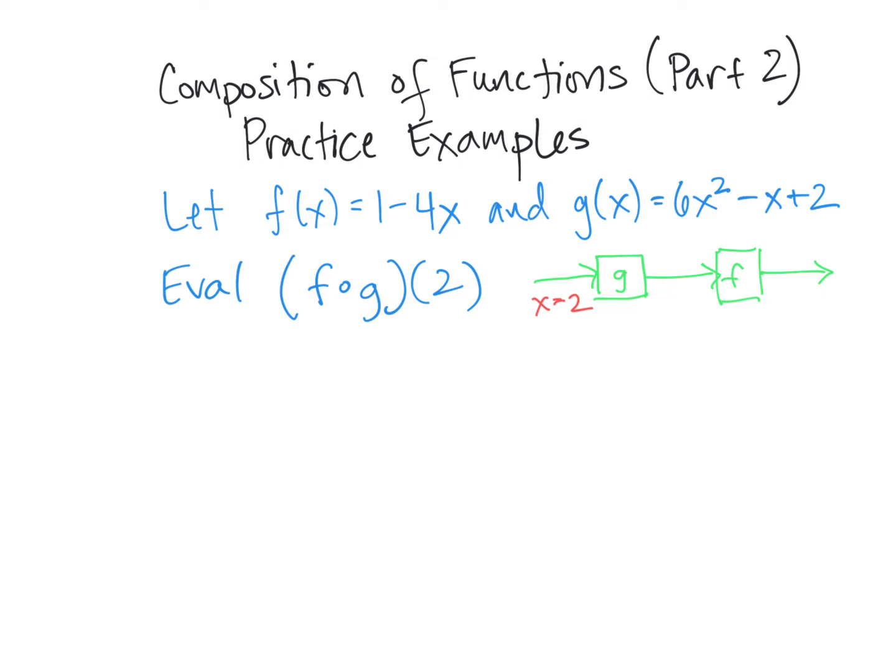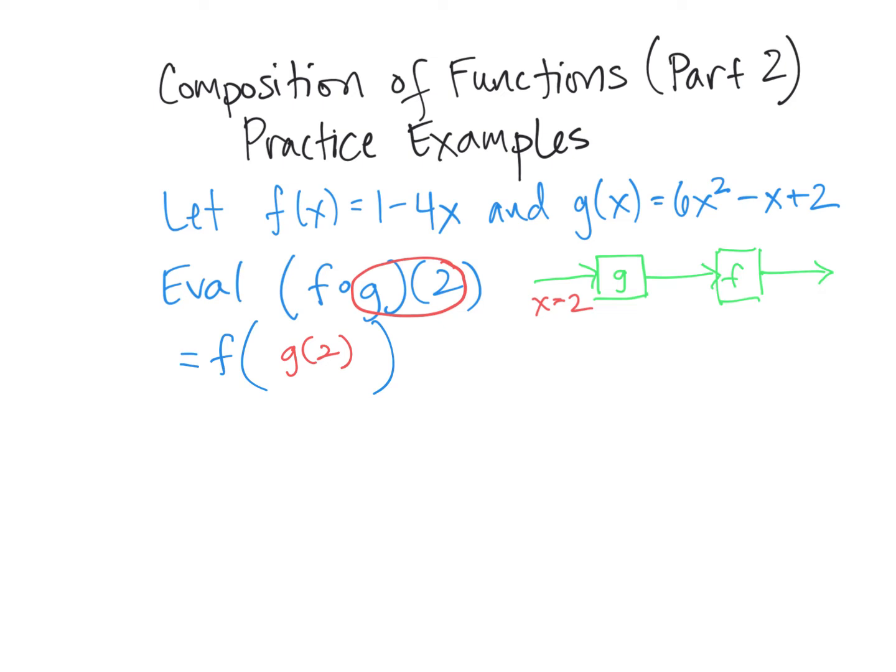So I want to make sure I got the right color pencil. Got it. Okay, so since we're going to be plugging 2 into g, and then whatever that is, we're going to plug that into f, if I reread this left to right, I know I'm going to eventually evaluate f for something. So this is going to equal f of something. All right? What am I going to plug into f? Whatever I determine g of 2 to be. That's going to be my input.